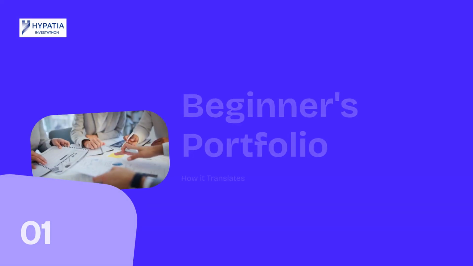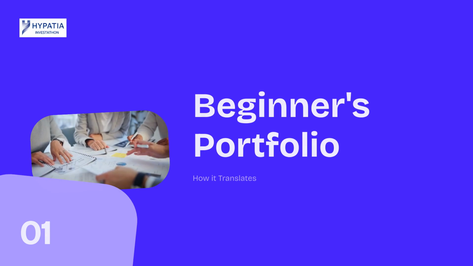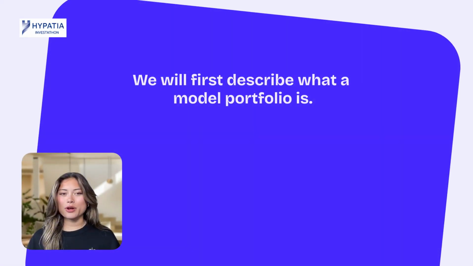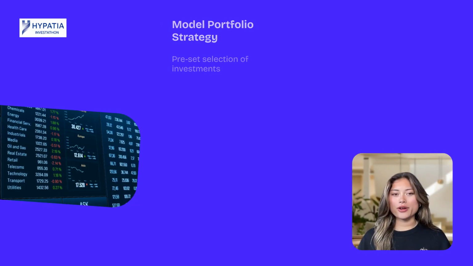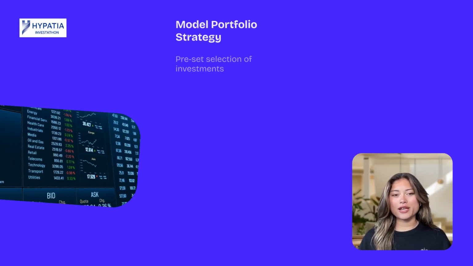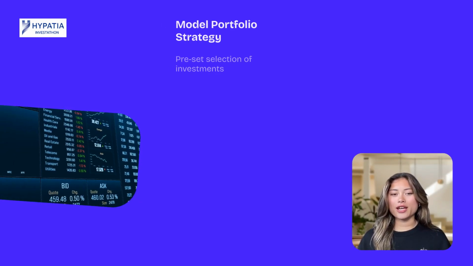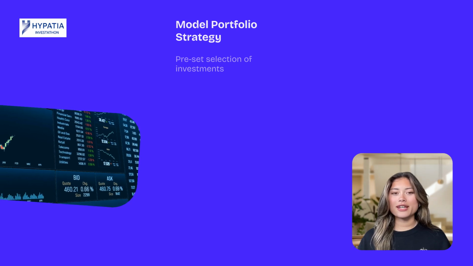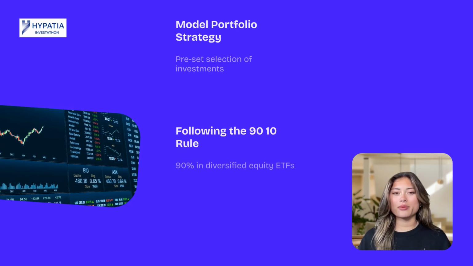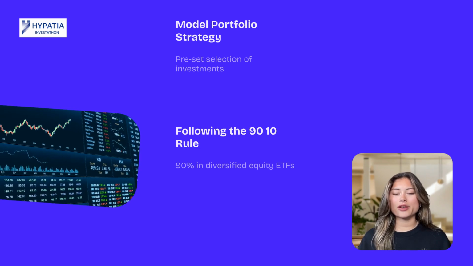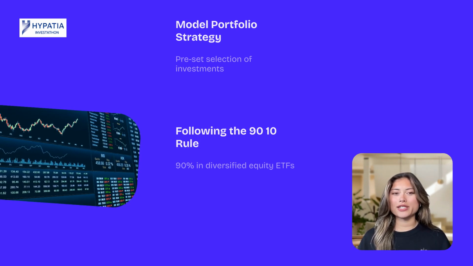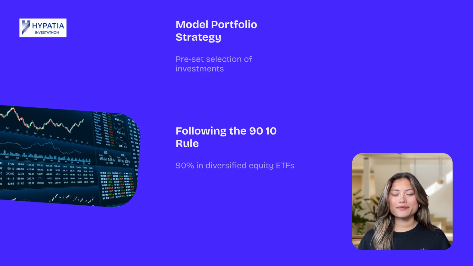So how does that translate to a beginner's portfolio? We will describe what a model portfolio is first. A model portfolio is a preset selection of investments that follow a particular strategy. So for example, if you are following the 90-10 rule, a model investment would have 90% of your total portfolio in broadly diversified equity ETFs. Remember, those ETFs hold a lot of different eggs.